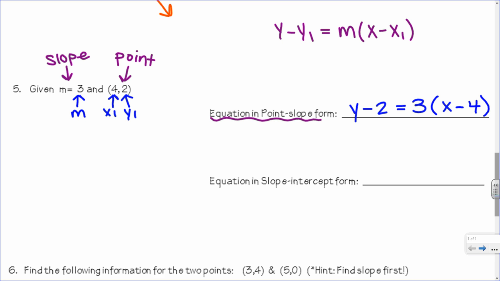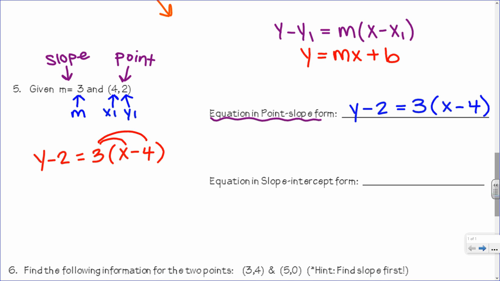Now the nice thing about point-slope form is we can easily simplify this down to get our equation in slope-intercept form. So let's remember, slope-intercept form is y equals mx plus b. Okay, so I'm going to take the equation that I just wrote, and I'm going to simplify this down. So I'm going to write it over here on the left. I'm just rewriting the same equation that I just wrote, and I'm going to show you how to simplify it down.